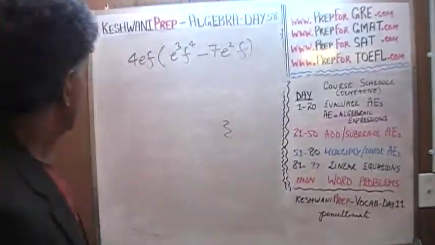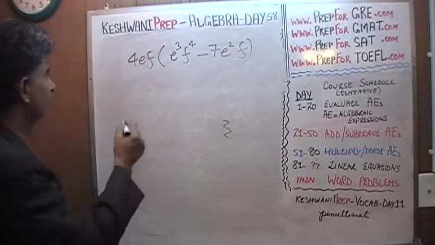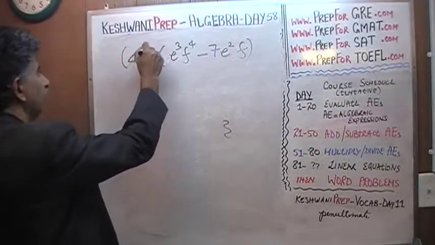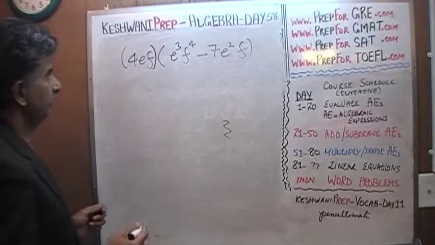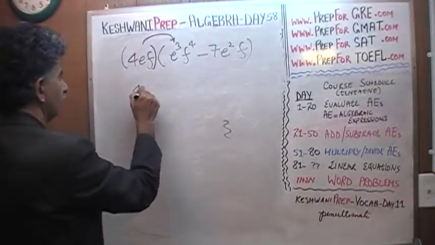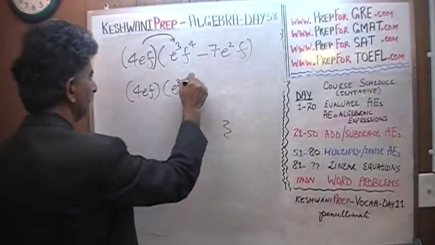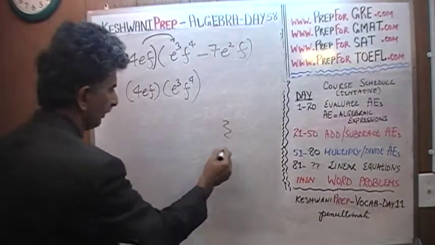Alright. So, if it makes it easier for you to see with your eyes that this is one quantity that is being multiplied, put a parenthesis around it, and now we have 4 times EF times the first term here, 4 times EF times E cubed f to the fourth.